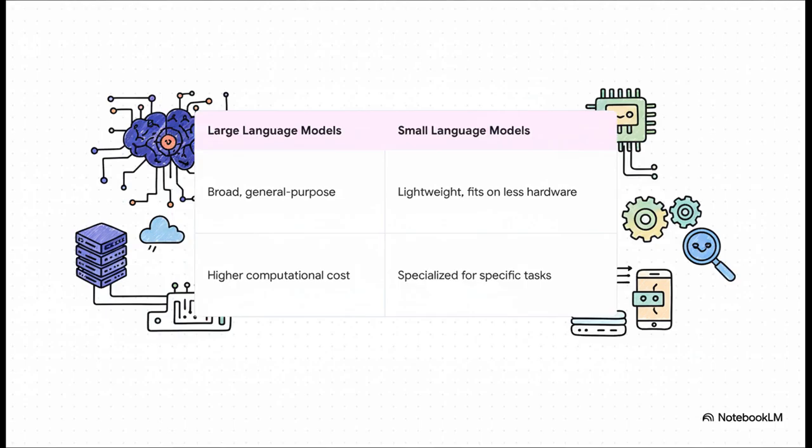And size really, really matters here. A large language model, an LLM, has this broad, general-purpose reasoning ability. It can kind of think about anything, but it costs a lot more to run. A small language model, or SLM, is much more lightweight and can be specialized for very specific tasks, like just summarizing text, and it can often run on way less powerful hardware.